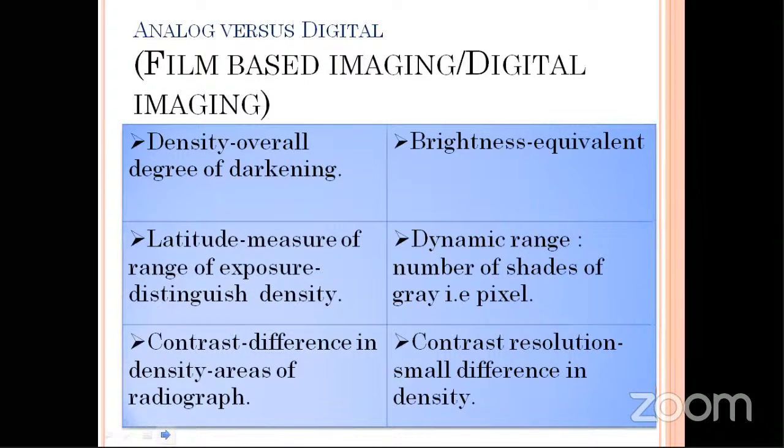So these are all some of the terms which are used to compare the image quality, that is density, brightness, latitude, dynamic range, contrast, and contrast resolution. What I've given on the left side is all based upon the terms which are used for telling the characteristics of the film image, and what is given on the right side is based upon the characteristics of the digital image.